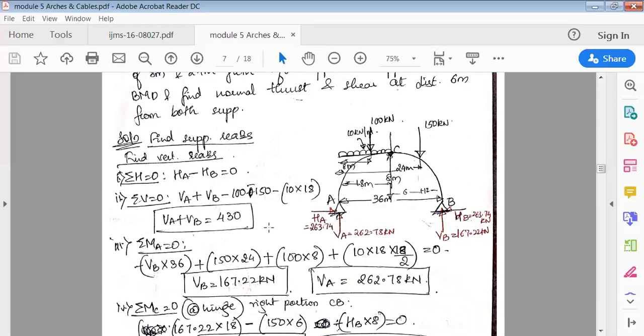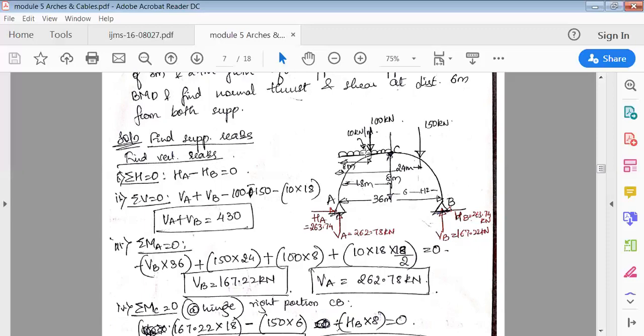Now again, to find the support reactions, we have to use the equilibrium equations, that is summation H is equal to 0, summation V is equal to 0, moment about A is equal to 0, and because there are four unknowns here, HA, VA, HB, VB, we have to take the additional moment about point C. Okay, so four unknowns with four equations you can find them out. So first is the vertical reaction.